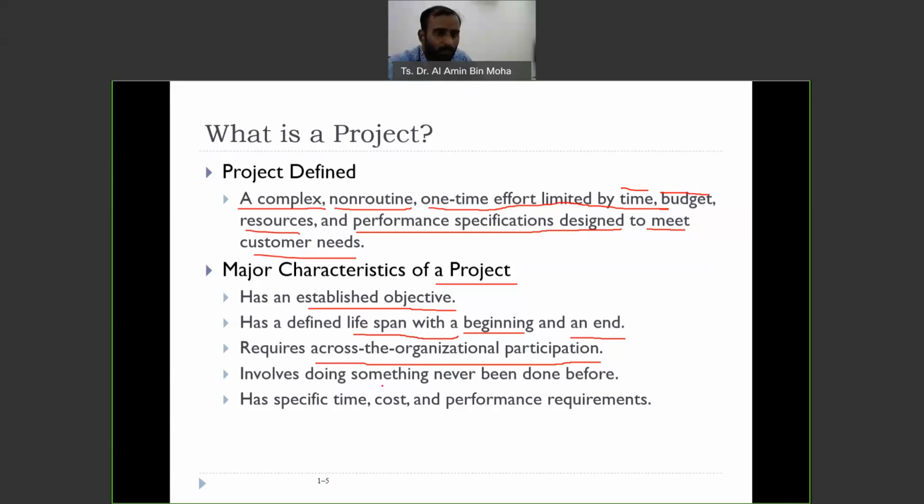And it involves doing something never been done before. So it's a new thing that you need to plan and do. If you've been doing this already, it's not a characteristic of a project. And we have discussed this before: it has a specific time, cost, and performance requirement. So that's what we call a project.